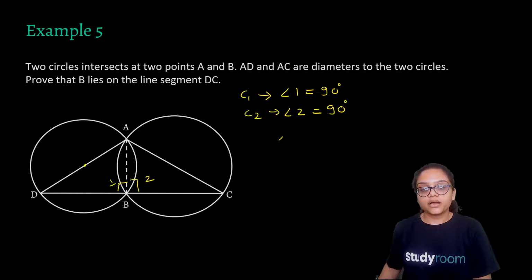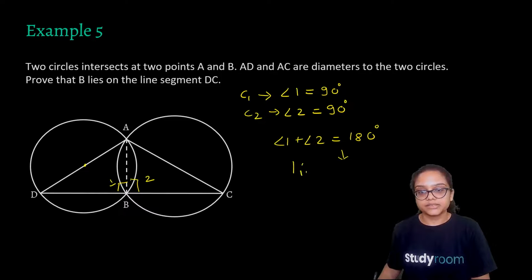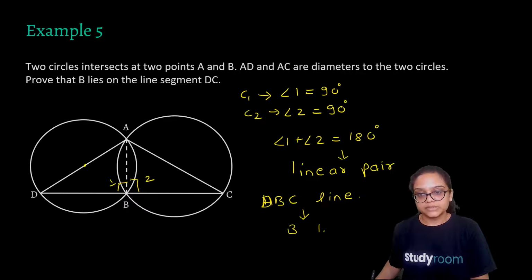Okay, now just combine both. What does it state? 180 degrees. And what does it state? It states that a linear pair exists. And I hope you know that a linear pair happens only on a line, which means that ADC is a line, and hence B lies on the line segment DC. So this is proof that B lies on DC. Correct? Okay. This question was easy.